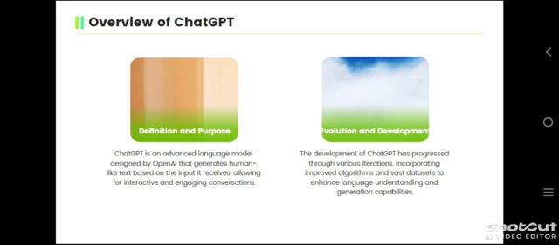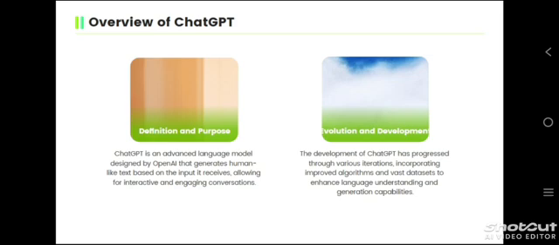What is the definition and the purpose of ChatGPT? Today we are going to know about its tokens and how it works, and we are going to know the total mechanism of ChatGPT's functioning. So let's begin. ChatGPT is an advanced model designed by OpenAI that generates human-like text based on the input it receives, allowing for interactive and engaging conversations.